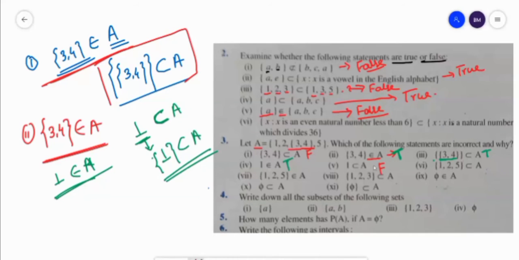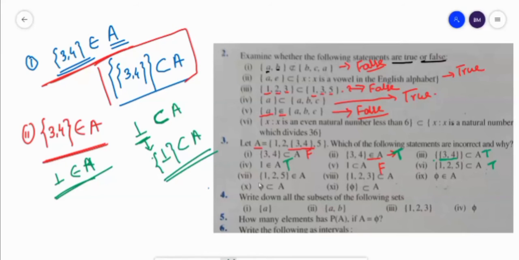Number 6, {1, 2, 5}. Obviously {1, 2, 5}, all are in the set and written in set form. So this is true. Number 6 is a true statement. Why is it true? Because this is the collection of all such elements which are already all in E.